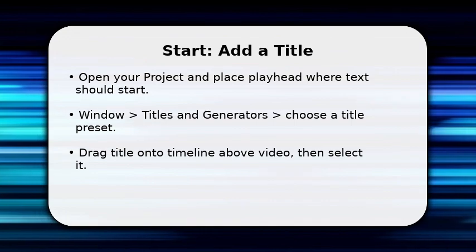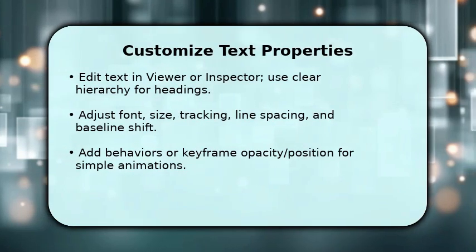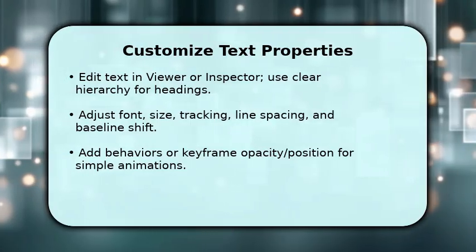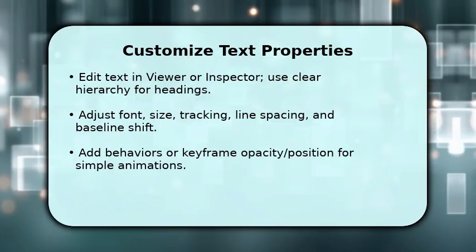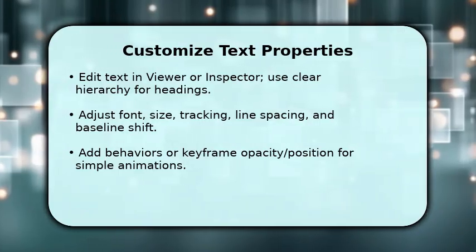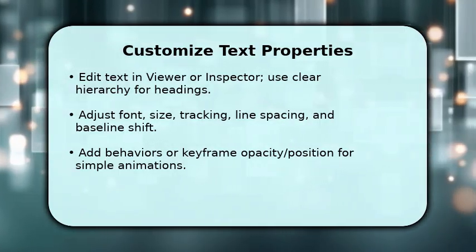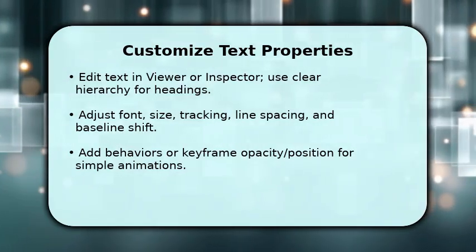Now focus on the how and why of styling. Edit the copy in the viewer or inspector so you keep composition visible while you tweak. Change font, size, tracking, line spacing, and baseline shift to improve legibility and fit. These choices affect pacing and viewer focus. For motion, add a behavior or set keyframes for position and opacity. Behaviors are faster, keyframes give precise control.